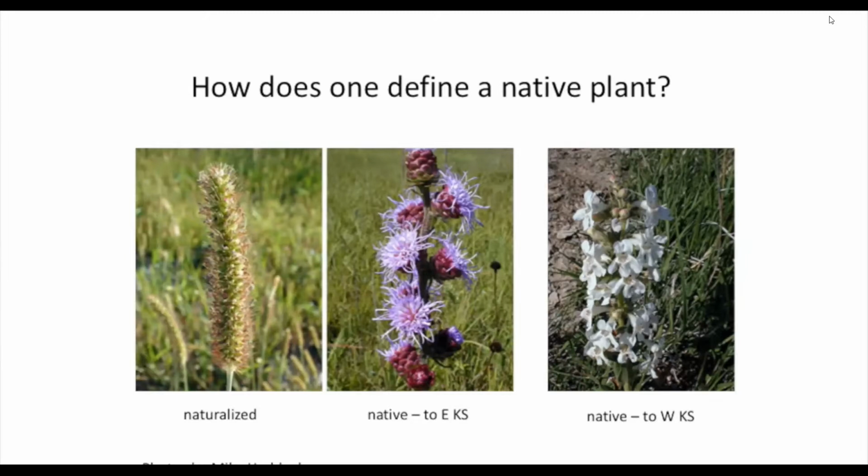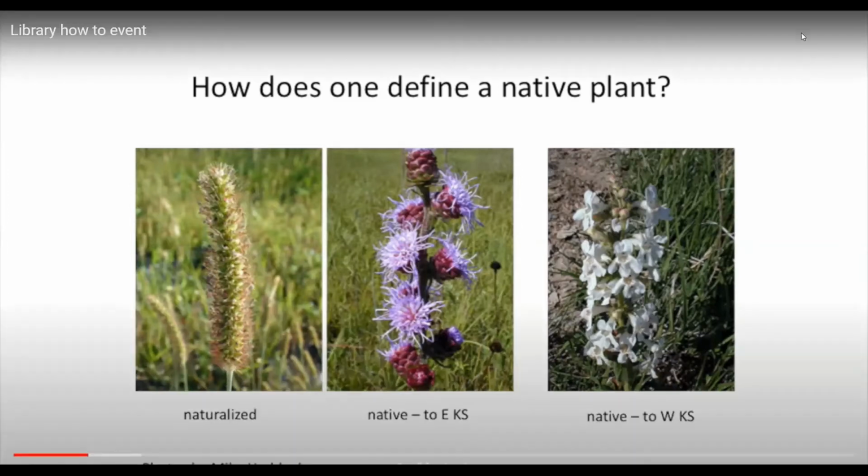Now, the distinction here is the gay feather, Liatris aspera, is native to eastern Kansas, meaning you generally would not find it in western Kansas unless somebody deliberately brought it out to western Kansas and planted it. Consequently, it might actually struggle to live in western Kansas because it did not evolve with the conditions, particularly the much drier conditions out in western Kansas. And the same is true of the white penstemon. It is native to western Kansas, and it might struggle here under the conditions in northeast Kansas.